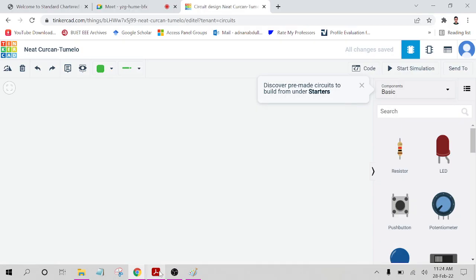Everyone please rename the circuit first. Click on the top left corner and rename it in this format: exp1 underscore task1 underscore your 8-digit student ID. Everyone please open a new circuit and rename it in this format: exp1 underscore task1 underscore your student ID. Everybody done?